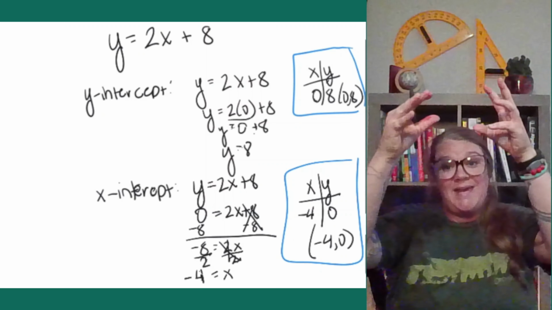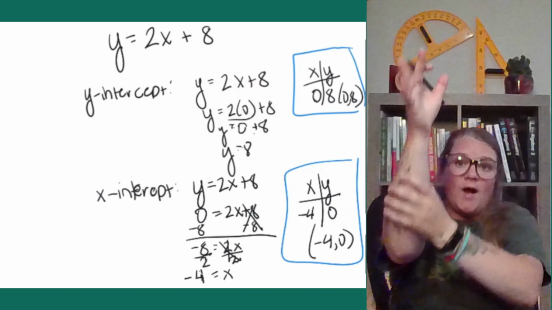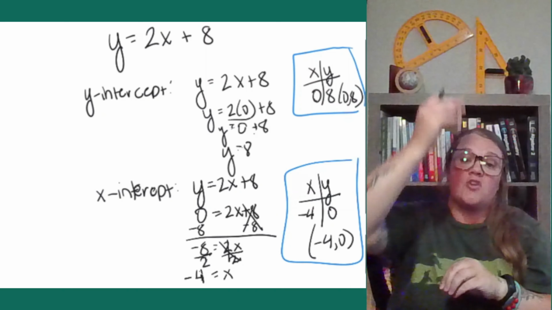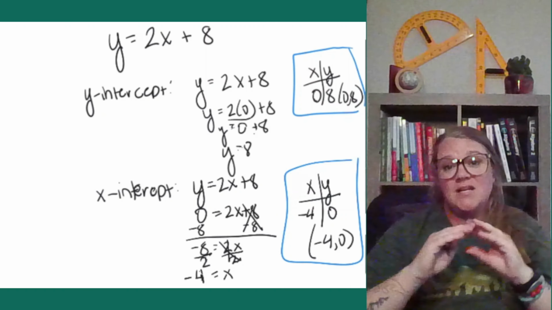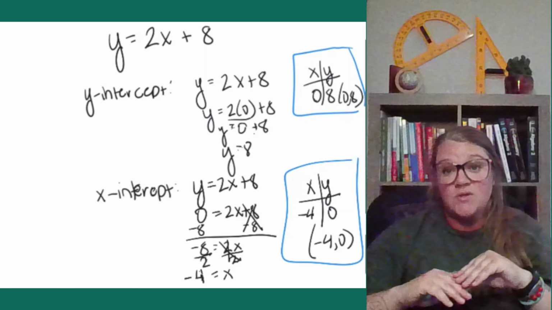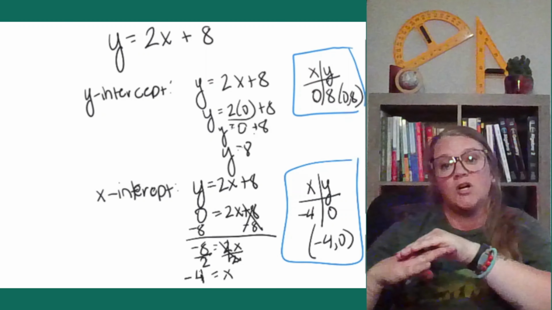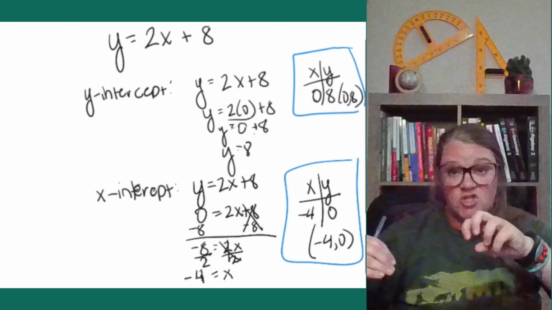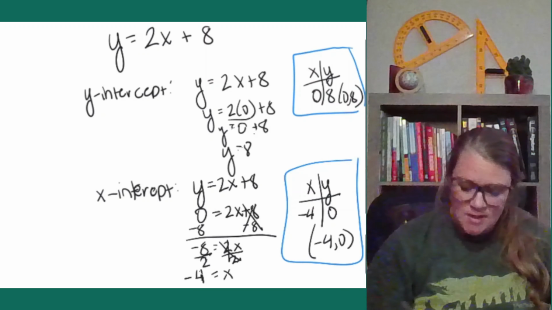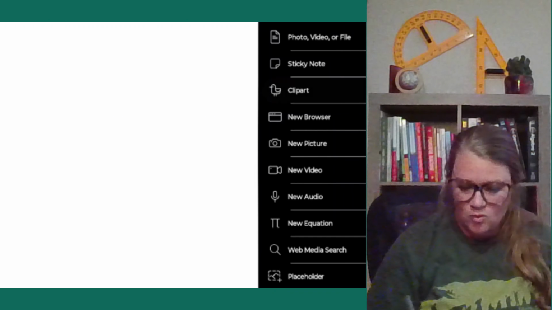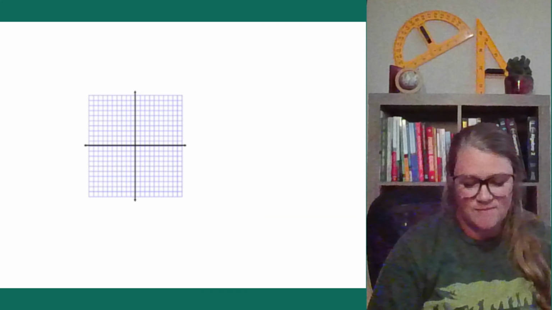So 0, 8 is where it crosses the y-axis. That means this line is going to cross it up 8. And then negative 4, 0 is the x-intercept. That's where it crosses the x-axis, which is 4 to the left. So I got to go to a new page. But let's get a coordinate plane here and put all of that information on a coordinate plane so that we can actually graph this line.